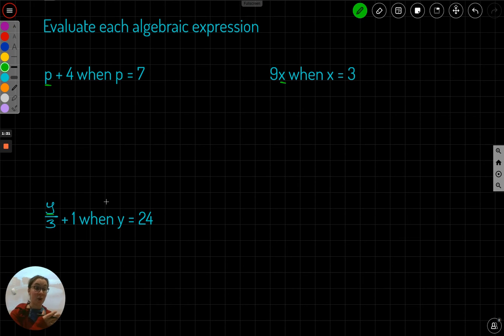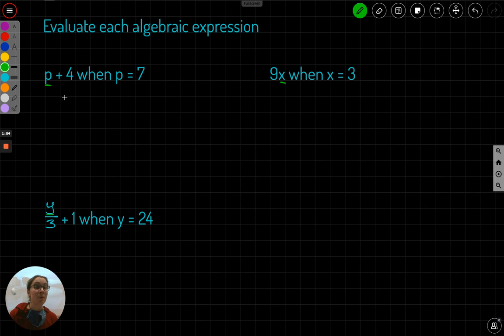This 7 is going to take the p's place in this example here and do its job and add to the 4, which is where I get plug and chug from. You're going to plug in the 7 and chug along like a train until you solve it. Or sub and solve, you're going to substitute the 7 in for the p and then solve. Whichever little rhyme works better for you, use that one. Doesn't matter to me. I like plug and chug. It's fun to say.